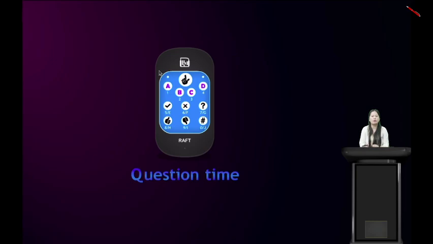Alright students, in today's class we have discussed how to increase friction and how to reduce friction. Now if you can recall, can you tell me some of the ways to increase friction?